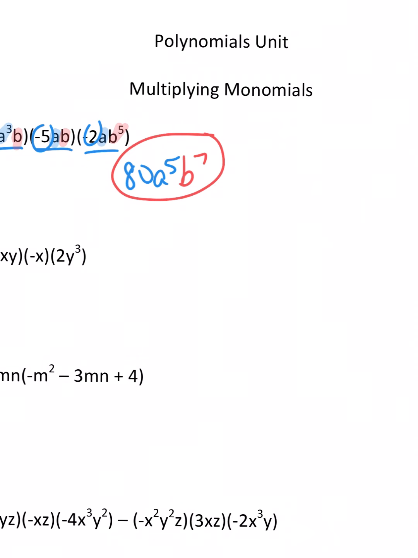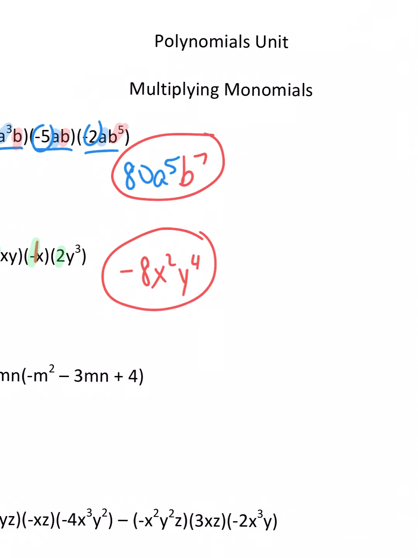Same idea with example 2, only this time remember that negative x in the middle is really a coefficient of negative 1. So if I focus in on the coefficients first, I have 4 times negative 1 times 2. That's going to be negative 8. That negative goes in front with the 8. And then I look at the x's, then the y's. So x times x is x squared, and y times y cubed is y to the fourth. Again, we end up with one term for our answer, which we call a monomial.